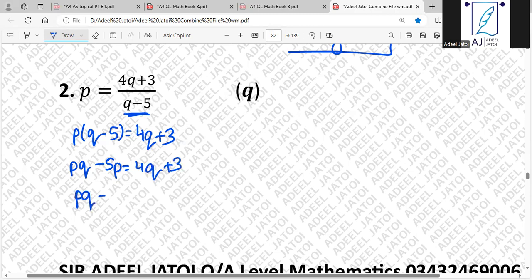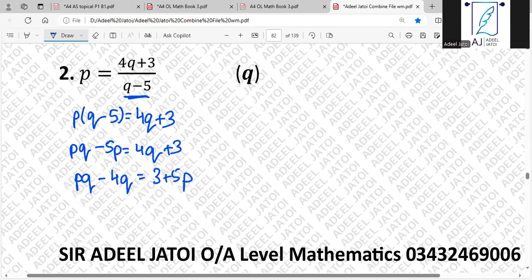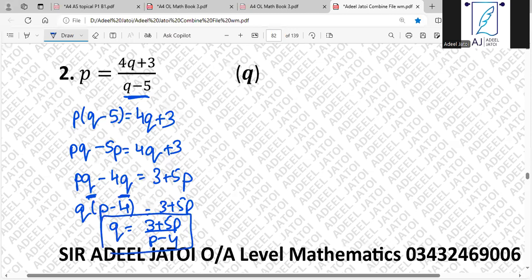4q can be shifted on the other side to become negative, and this minus 5p can be what? Positive. So can I say that q and q can be taken out as common? So this will be p minus 4, 3 plus 5p. So q becomes what? 3 plus 5p upon p minus 4. This was question number 2. The answer for this is 3 plus 5p upon p minus 4.